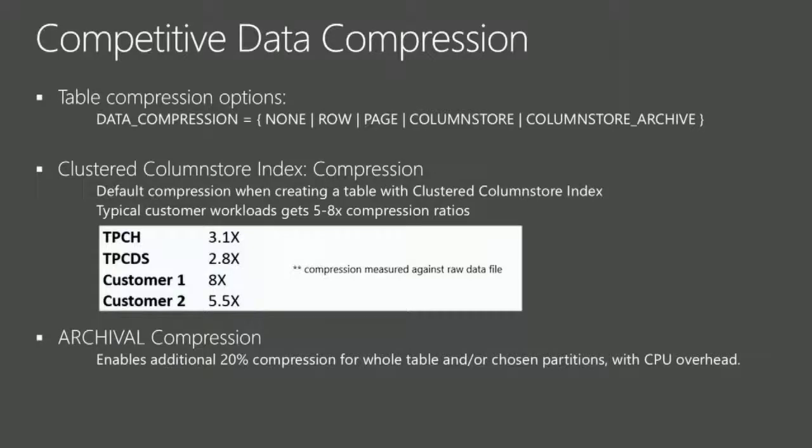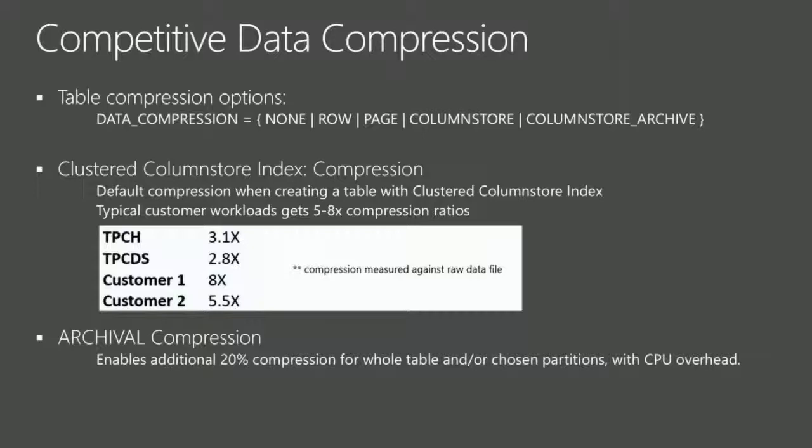There is no real guideline, it depends on the data. So we have multiple kinds of compression. You know about row compression and page compression. This is only for the row store. Row and page compression is not available for the column store. For column store, we have a compression called column store, the traditional column store compression we'll talk about. You can get even more compression by choosing an archive option.